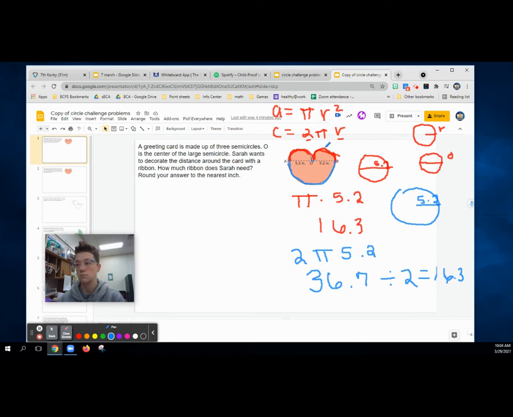This top length, this red length, is 16.3. So I just add 16.3 and 16.3. That gets me 32.6. And we're rounding to the nearest inch. That 6 next door says round up. So we'll say 33 inches. So let's move on to our next slide.